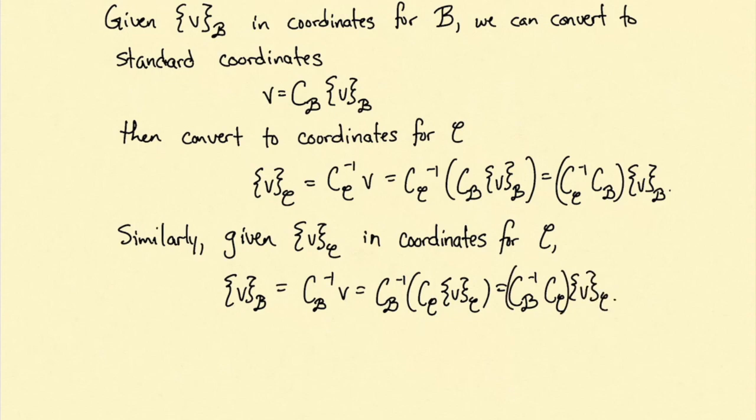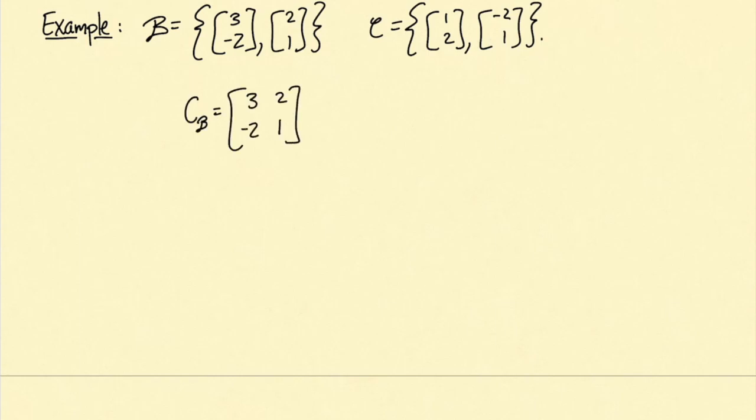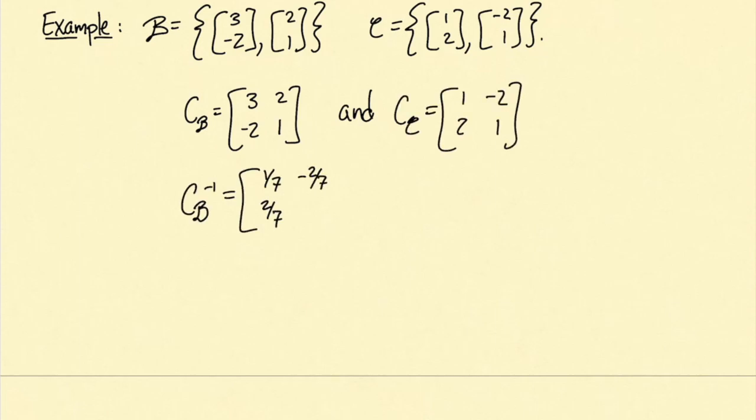So let's do a small example. We're going to take two bases for R2. B is going to have the vectors (3, -2) and (2, 1). And C is going to have the vectors (1, 2) and (-2, 1). So we have two conversion matrices, C sub B and C sub C. I asked Sage for the inverses of these two matrices, and they are.